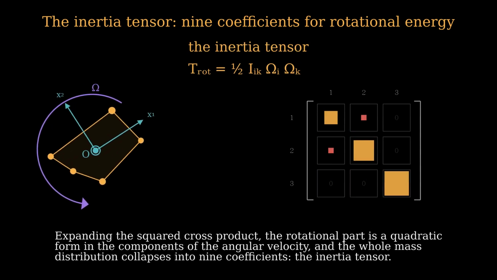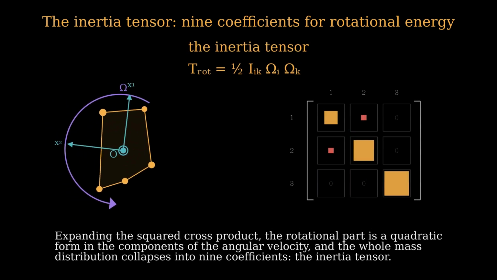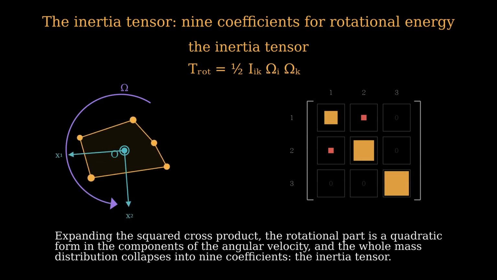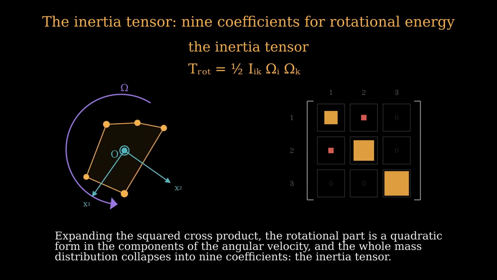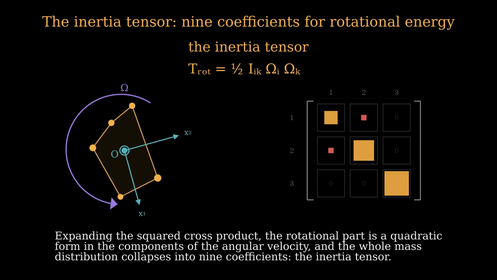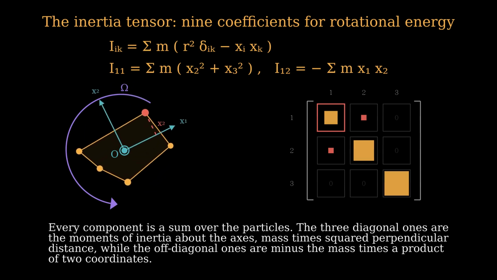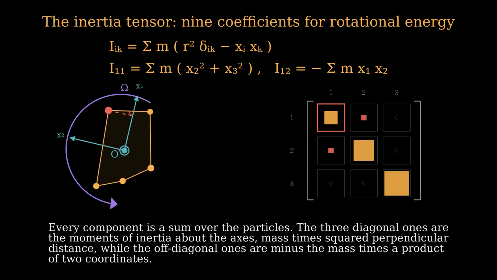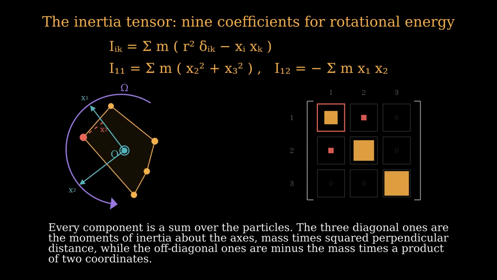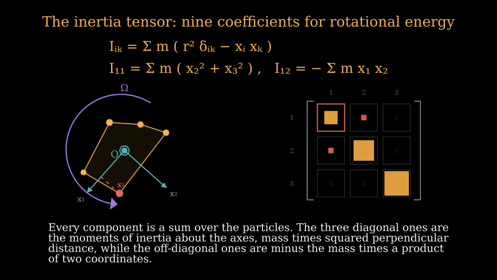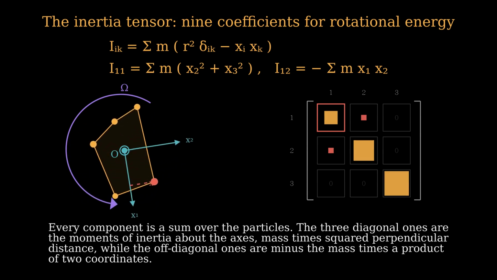Expanding the squared cross product. The rotational part is a quadratic form in the components of the angular velocity, and the whole mass distribution collapses into 9 coefficients, the inertia tensor. Every component is a sum over the particles. The 3 diagonal ones are the moments of inertia about the axis, mass times squared perpendicular distance, while the off-diagonal ones are minus the mass times a product of 2 coordinates.